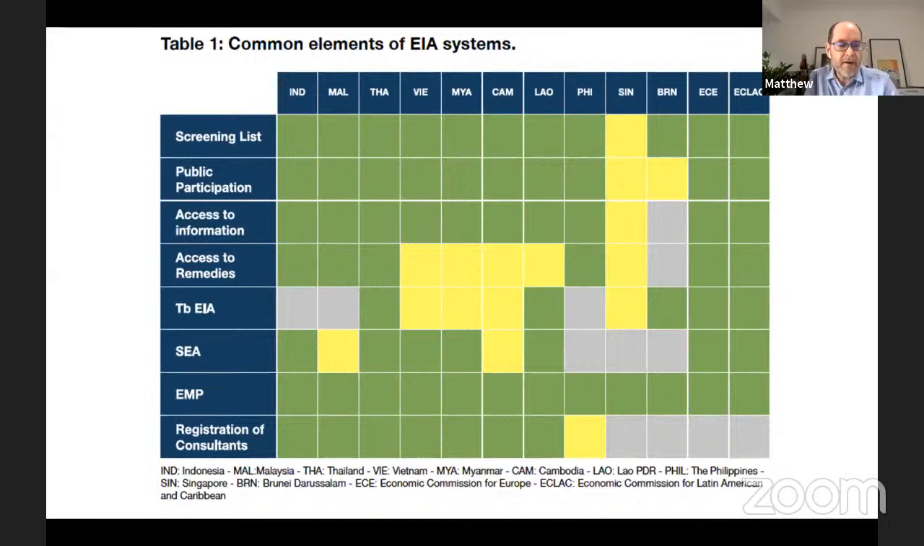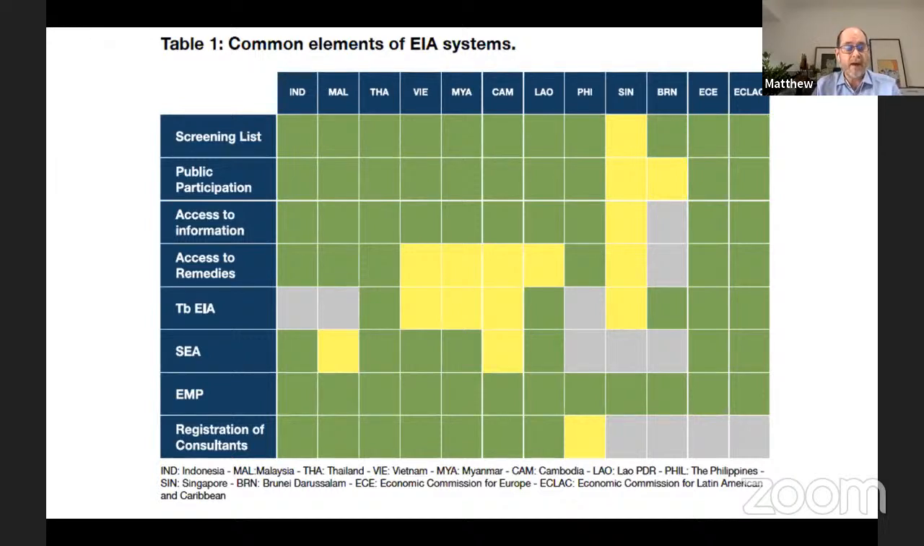And two other areas that are quite important. One is the registration of consultants. Many countries have a requirement for registration of consultants. In Singapore, Brunei, and the Philippines, it's not clear whether the consultants have to be registered. Again, one of these really important issues then is, given that the consultants are engaged by the project proponents, how to ensure that the consultants also take into account all of the relevant principles, conduct appropriate public participation, provide access to information to those communities who might be impacted, and ensure that those community views are addressed and fully addressed in the environmental impact assessment.